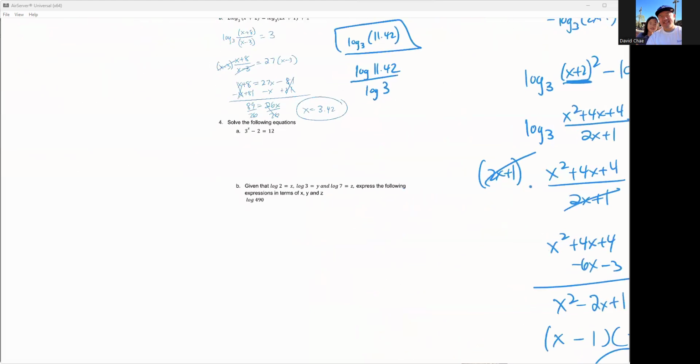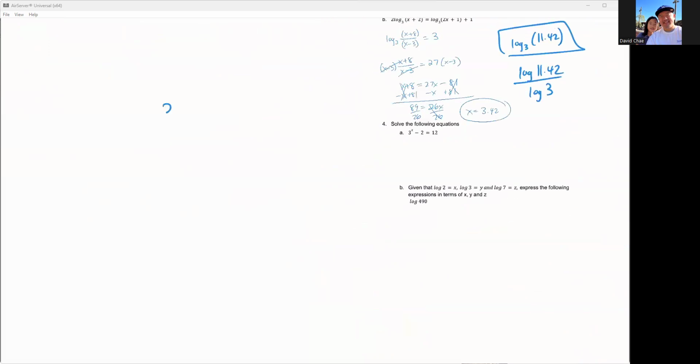Number 4. 3 to the x power minus 2 is equal to 12. I'm going to add 2 to both sides. So 3 to the x power is equal to 14. Did someone call me? We're good? Guys, a lot of you ask questions and I'm answering your questions and then you start talking while I'm answering everything. All right, come on.